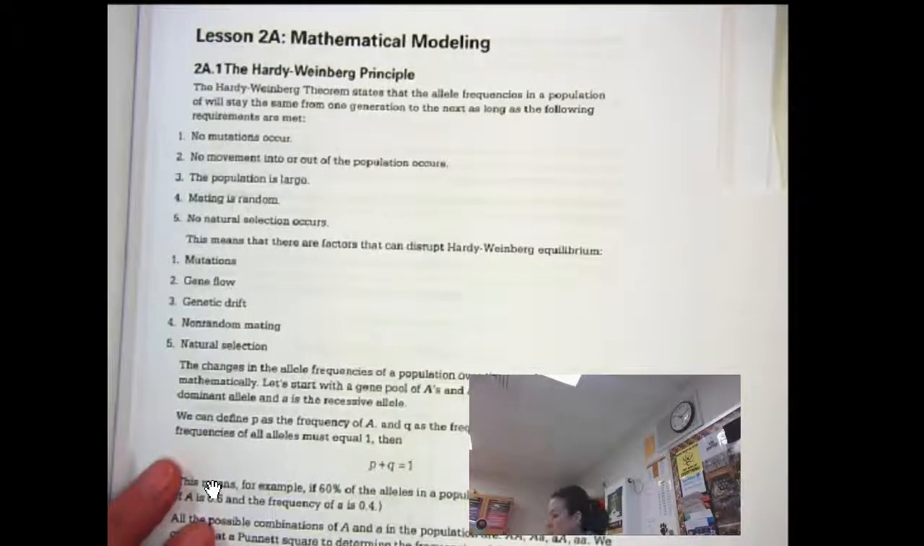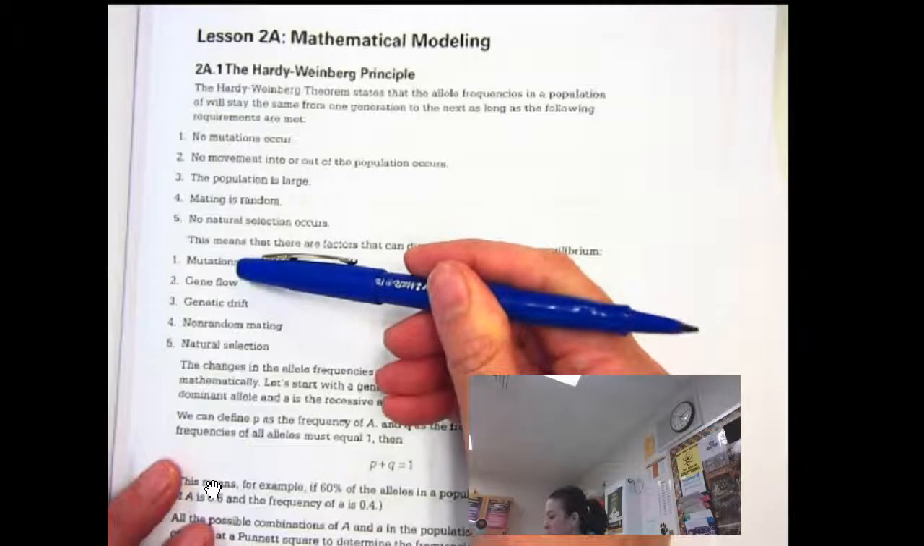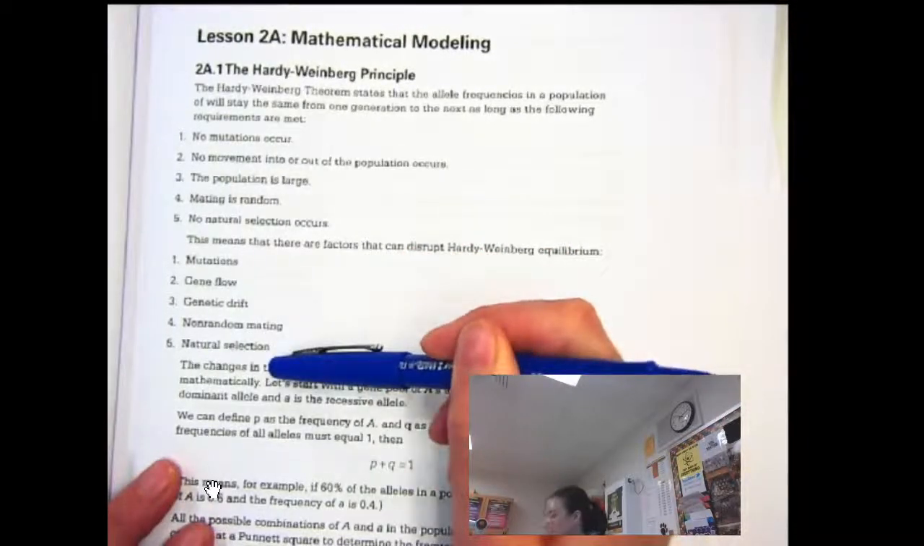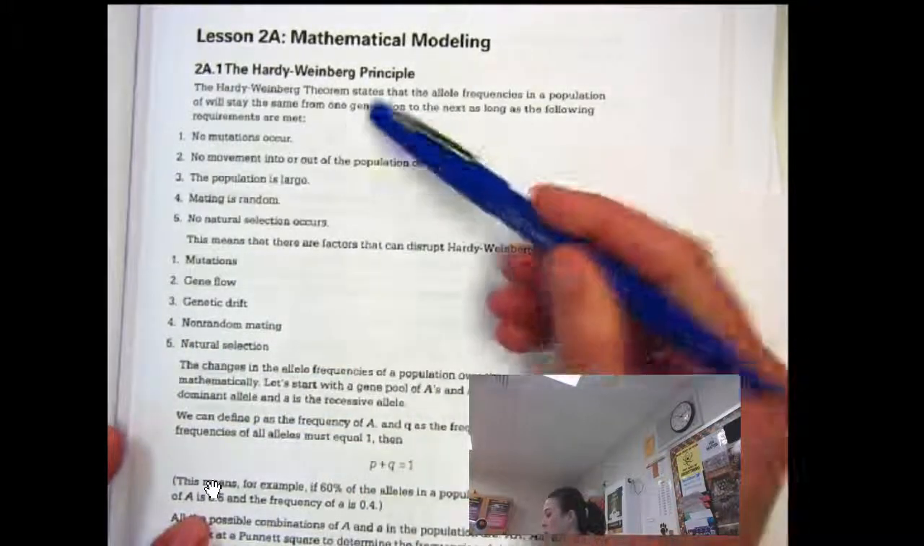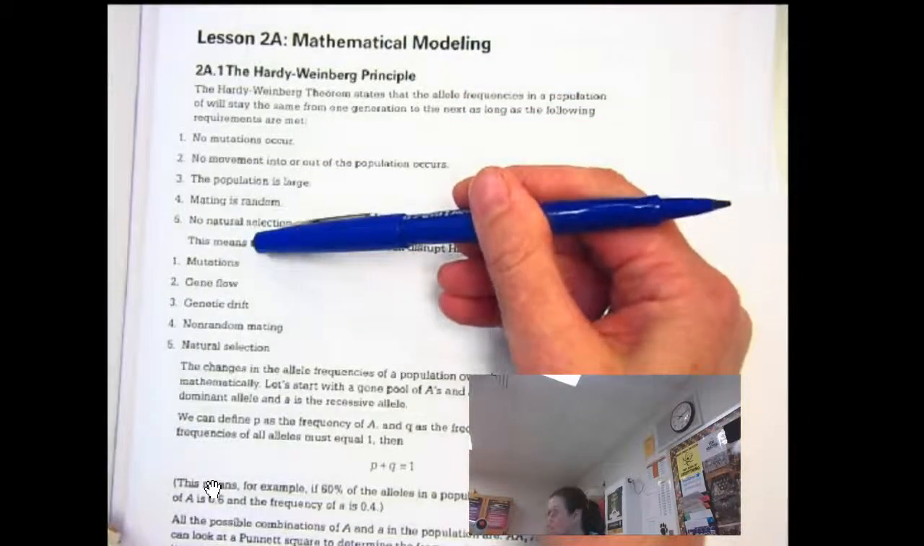Evolution is happening if there's mutation, gene flow, genetic drift, non-random mating, or natural selection. These all cause evolution. So for the Hardy-Weinberg theorem to be valid, none of these things can be happening.